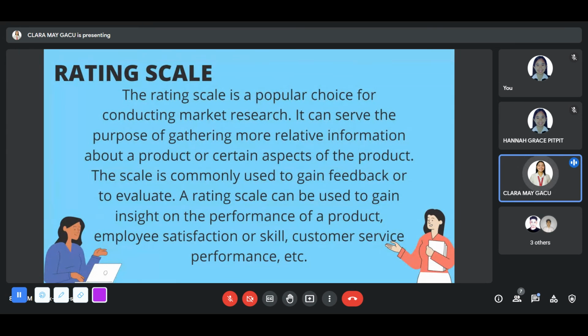Rating scale. The rating scale is a popular choice for conducting market research. It can serve the purpose of gathering more relative information about a product or certain aspects of the product. The scale is commonly used to gain feedback or to evaluate. A rating scale can be used to gain insight on the performance of a product, employee satisfaction, or skill, customer service performance, etc. A rating scale is one of the most commonly used questionnaire types for online as well as offline surveys. It consists of close ended questions along with a set of categories as options for respondents.